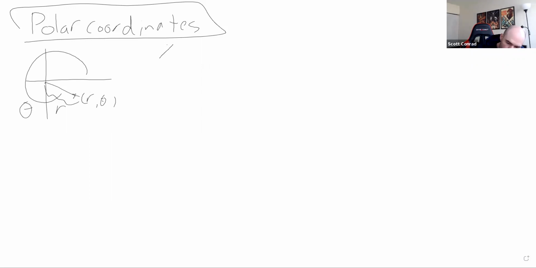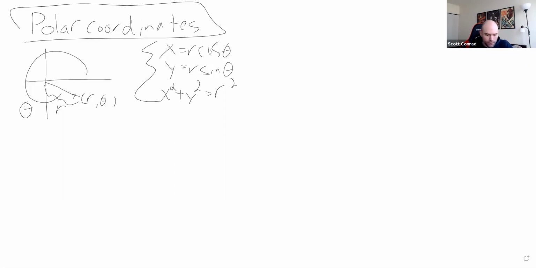And we had the important relationships. x is r cos theta, y is r sine theta. And from that, you can derive x squared plus y squared is r squared. But it's good to have it sitting there on the top of your head, because we use it often.